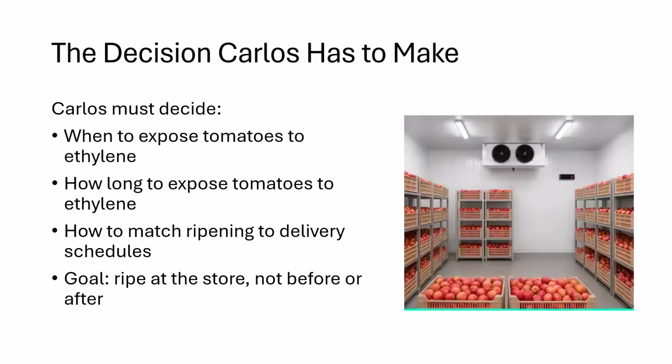Carlos isn't deciding whether to use ethylene, he's deciding how to control it. When should the tomatoes be exposed? For how long? And how does that line up with shipping and delivery schedules? This is really a timing and regulation problem, not an all or nothing one.